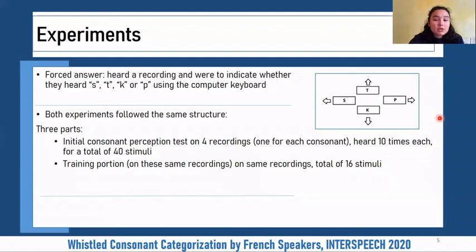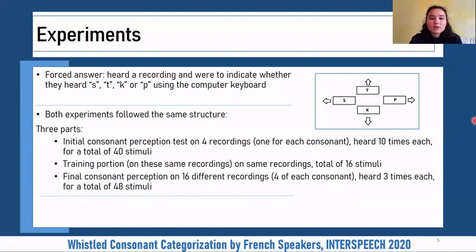Then there was a training portion which used these same recordings, so 1 recording per consonant, and each of these recordings was heard 4 times for a total of 16 stimuli. During this training portion, participants would receive feedback, so when they responded whatever consonant they thought it was, they would receive either that this was the correct answer, or that was the wrong answer, without being given what the correct answer was if they had chosen wrongly.